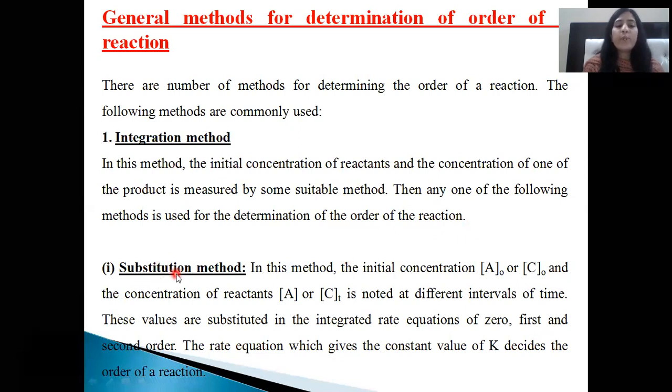First is the substitution method. In this method, the initial concentration, which is denoted by A naught or C naught, and the concentration of reactant A or Ct is noted at different intervals of time. These values are substituted in the integrated rate equations of zero, first and second order. Then the rate equation which gives the constant value of K decides the order of a reaction.